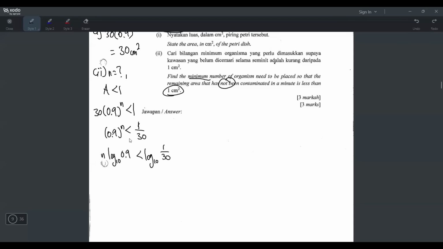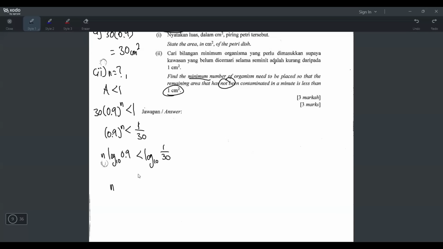When you divide negative, it flips. Okay, so now how to find n? Log 1 over 30, divide log 0.9, right? And I can use my calculator to help me. So let me press log 1 over 30, divide log 0.9. Okay, wait a moment. My calculator gives me 32.2.